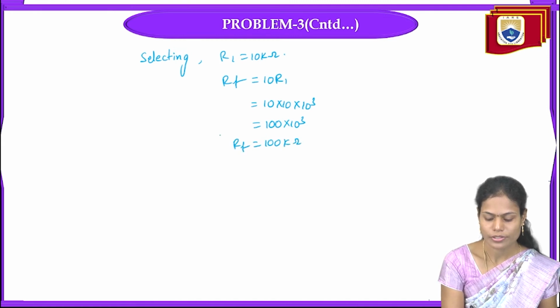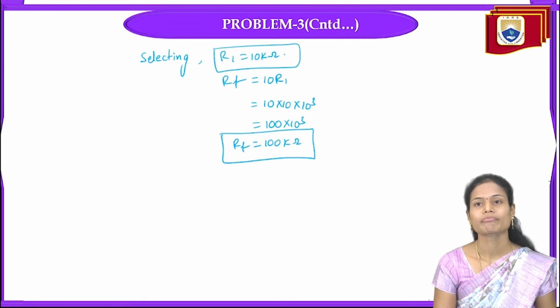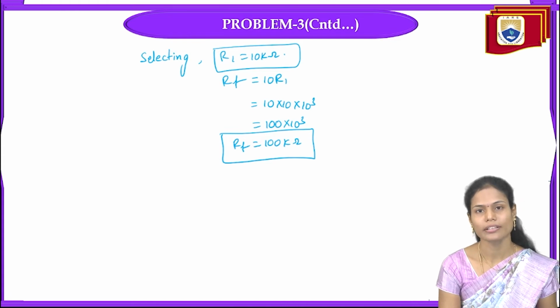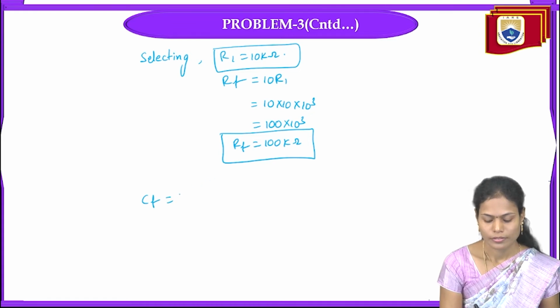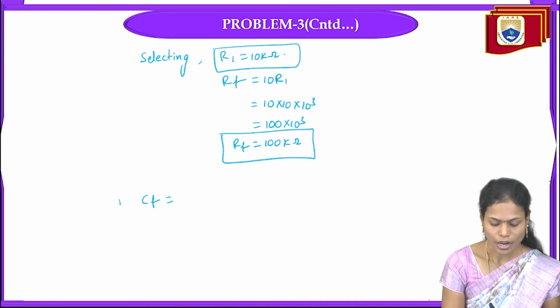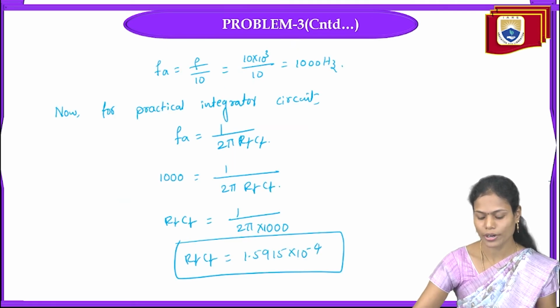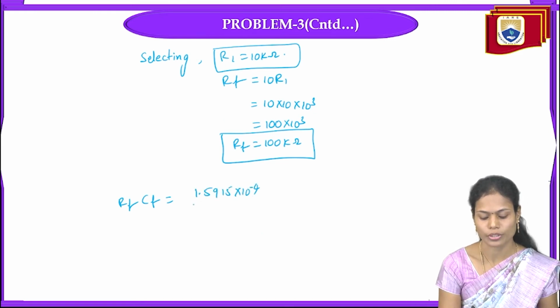So the feedback resistance value is 100 kilo ohms and the R1 value is 10 kilo ohms. Next, from this, we can find the value of CF here. From the previous slide, I am taking the RFCF value, that is 1.5915 into 10 power minus 4.